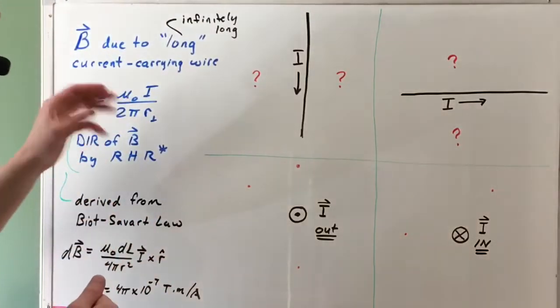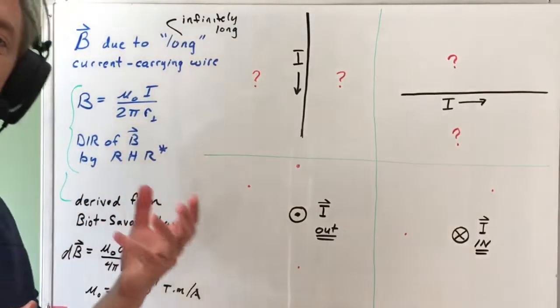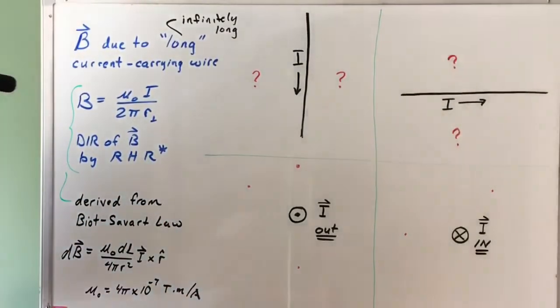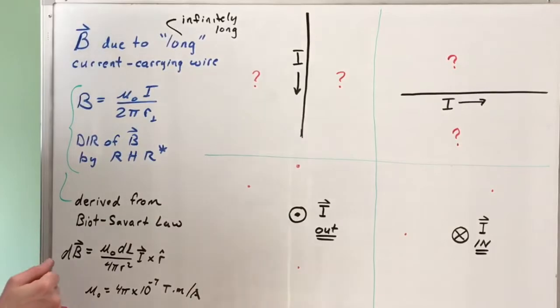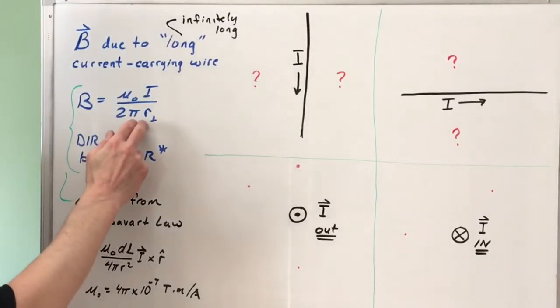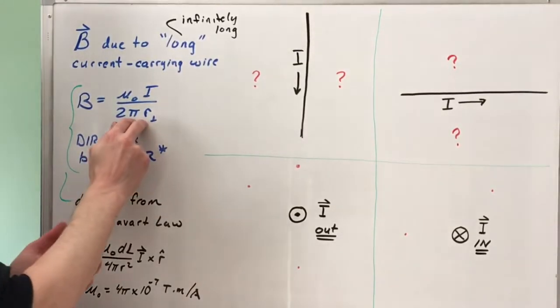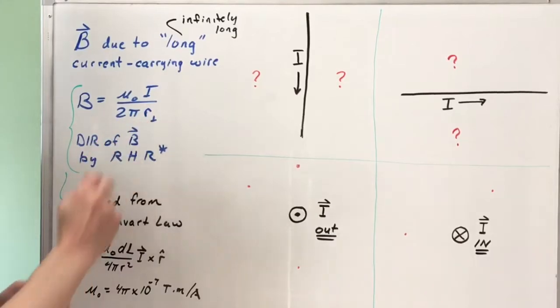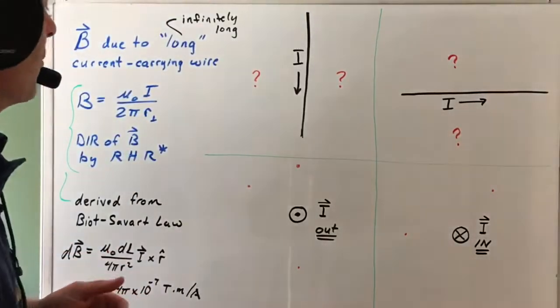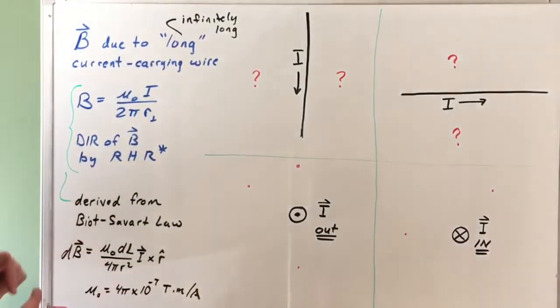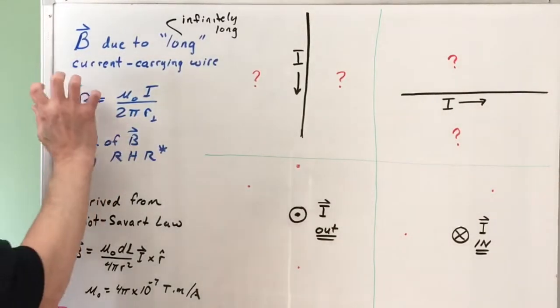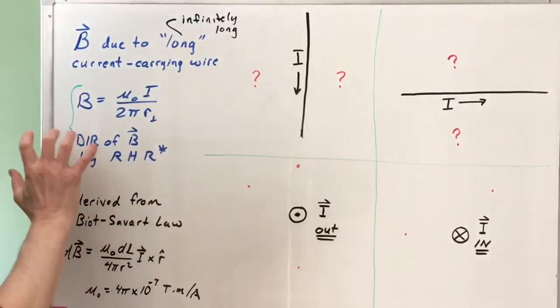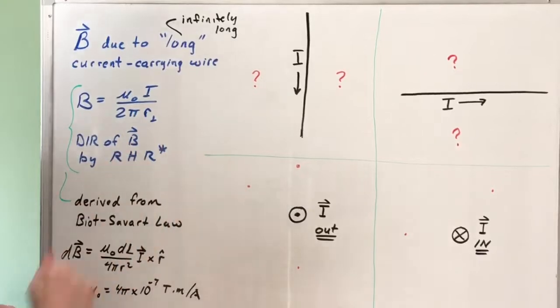First, how long is the wire? Technically, for this expression to be exact, it would be an infinitely long current carrying wire. But this expression is a very good approximation as long as r perpendicular, the distance from the wire to where you want to know the magnetic field, is short compared to the length of the wire. So this is the magnitude expression. What we're going to do is focus on the direction.